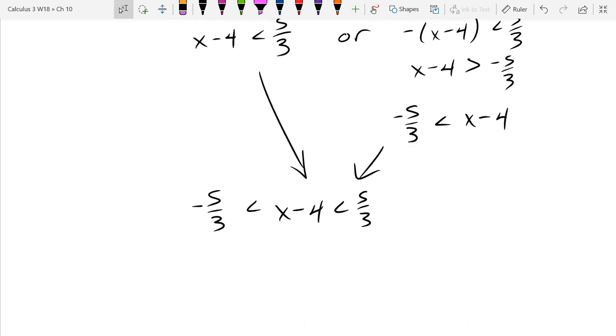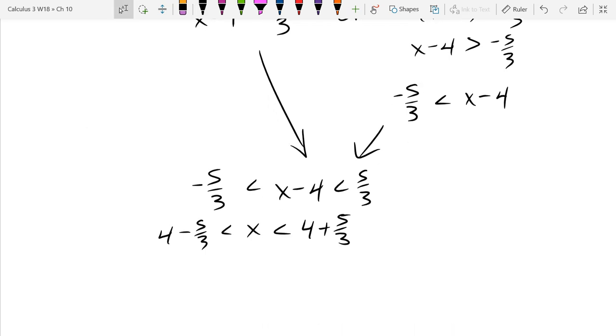How do I solve for x? It's very easy to do now. Plus 4. x only has one friend left over. It's the minus 4, so get rid of it with the plus 4. So add 4 to each. So we're going to have 4 minus 5 thirds, no reason to add fractions if you don't have to, less than x, less than 4 plus 5 thirds.